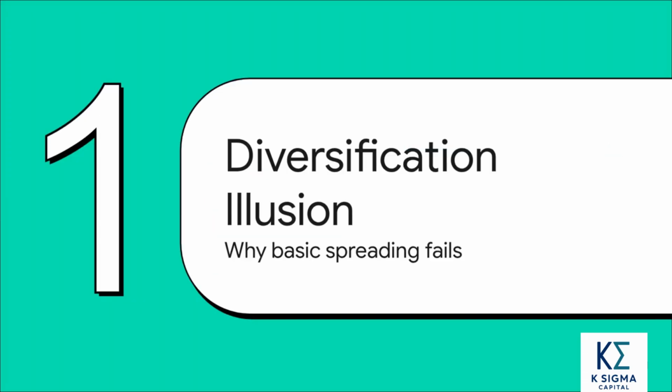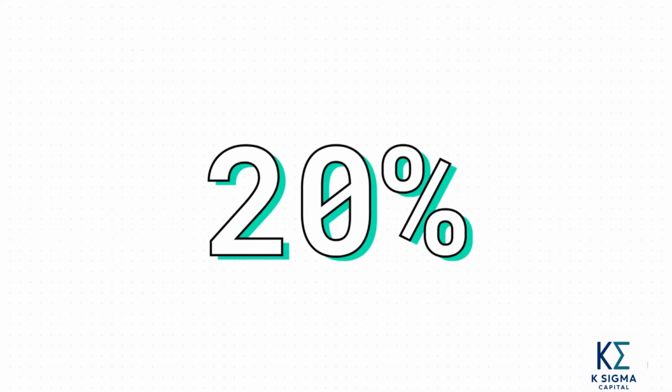Section 1. The illusion of diversification. Let's dig into why basic spreading often falls apart. The answer really comes down to this staggering number, 20%. For decades, investors have sought safety in the classic 60-40 portfolio. 60% equities, 40% bonds. But analysis from Jupiter Asset Management reveals something wild. Over the long term, that 60-40 split fails investors in 1 out of every 5 years. That's a 20% failure rate.